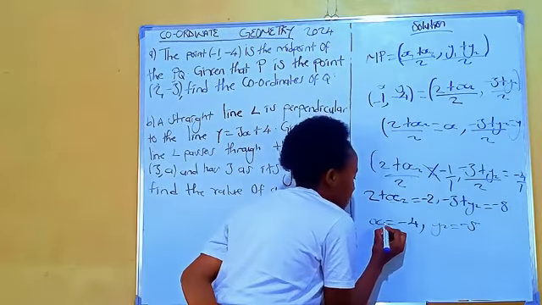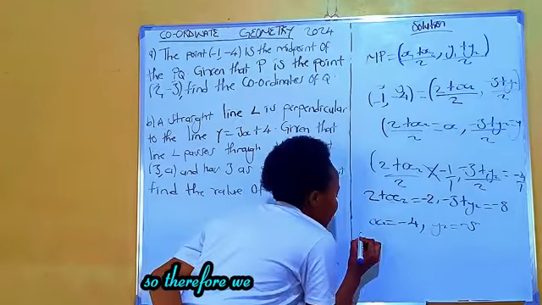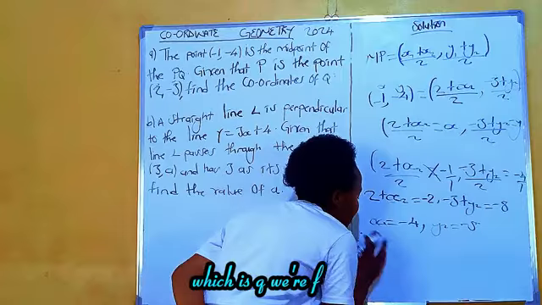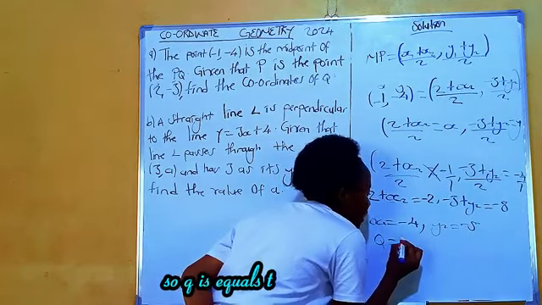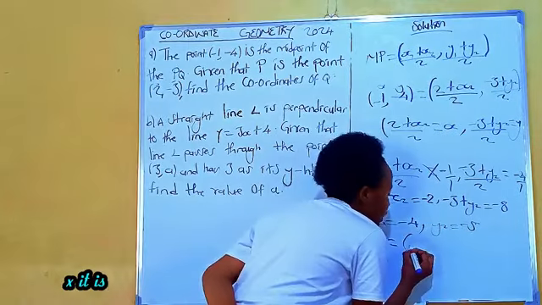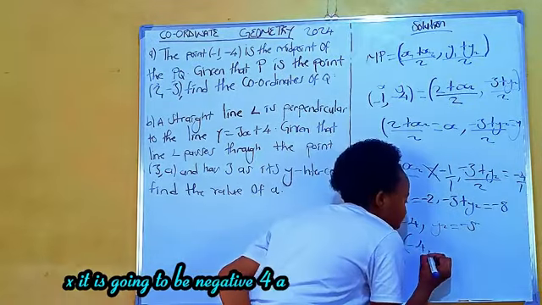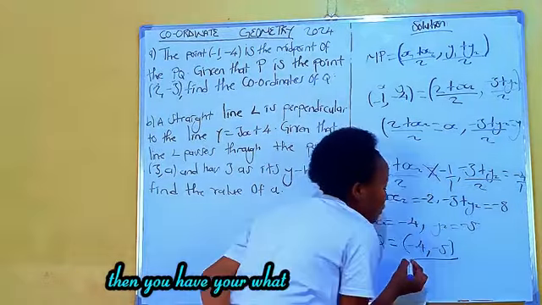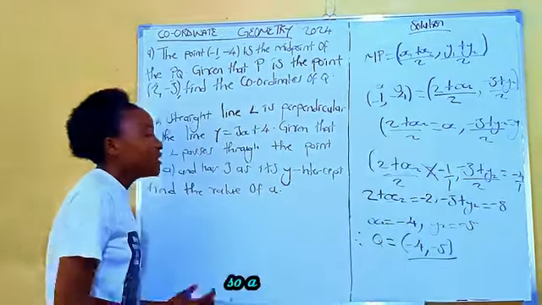Therefore we say, we're finding for q. So q is equals to the coordinates: for x it is going to be negative 4, and y it is going to be negative 5. Then you have your answer. As simple as that.